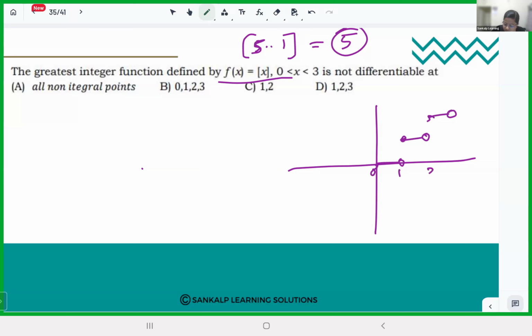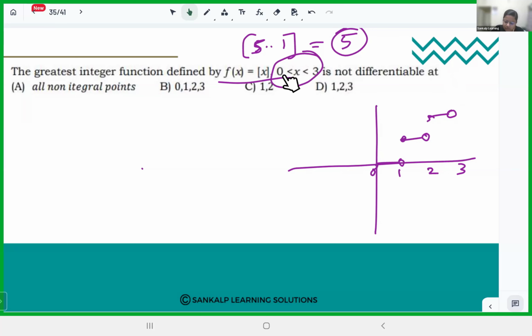So this is 1, this is 2, and this is 3. So they are talking about the domain 0 less than x less than 3. So in that domain, the graph of the function will be like this. Here they are asking at which points in this interval the function is not differentiable. Here you can clearly observe that there is a sharp corner forming. There is a jump, right, at the points 1, 2, right? Here also you can see 0, then 1, 2, and then 3. Here also there will be a jump. At point 3, it will go to 4, right?